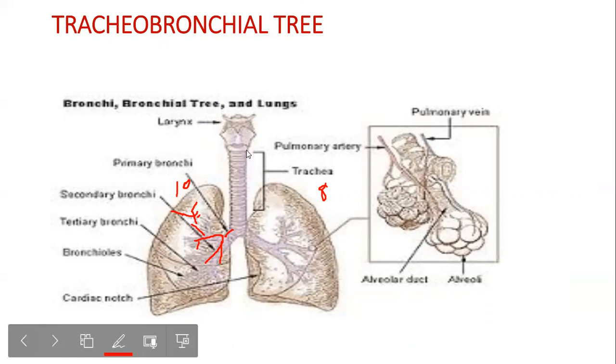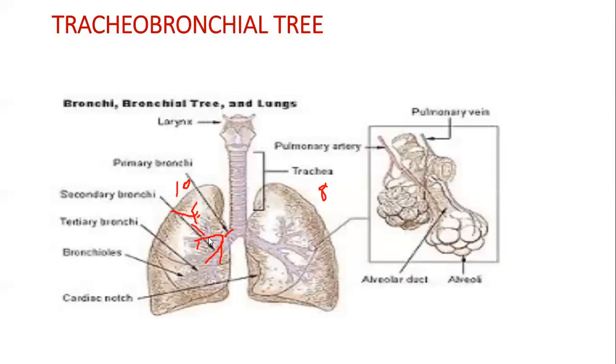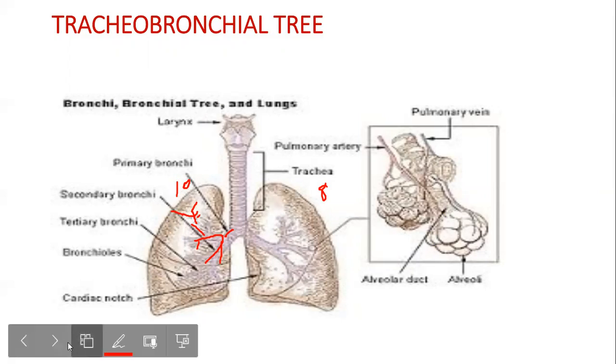So I'll repeat it again. The trachea bifurcates into two main branches, the primary bronchi, which divide into secondary bronchi, which in turn divide into tertiary bronchi. They divide several times, giving rise to bronchioles.